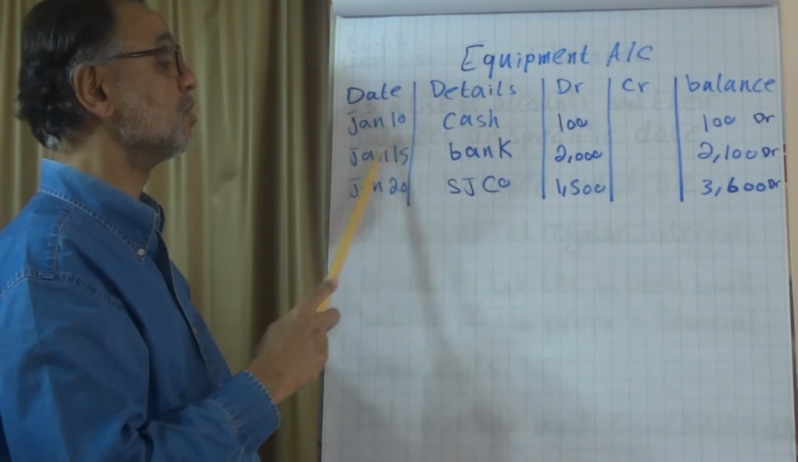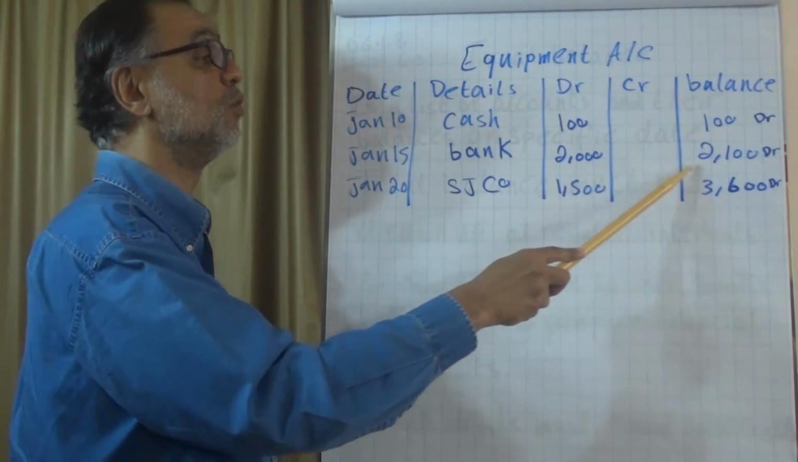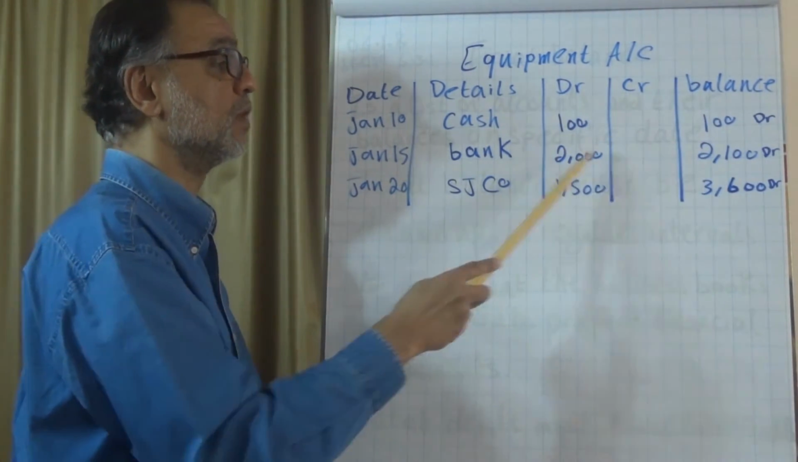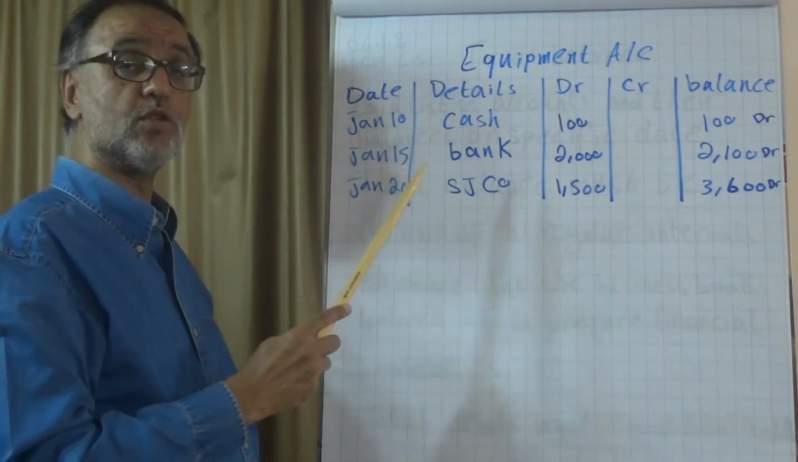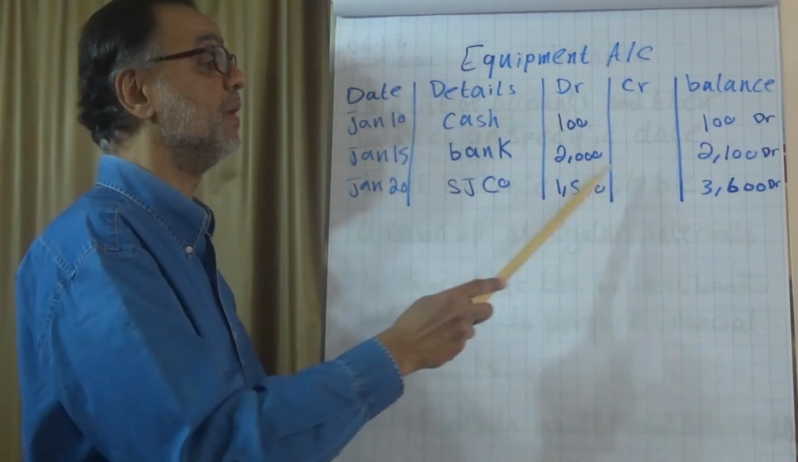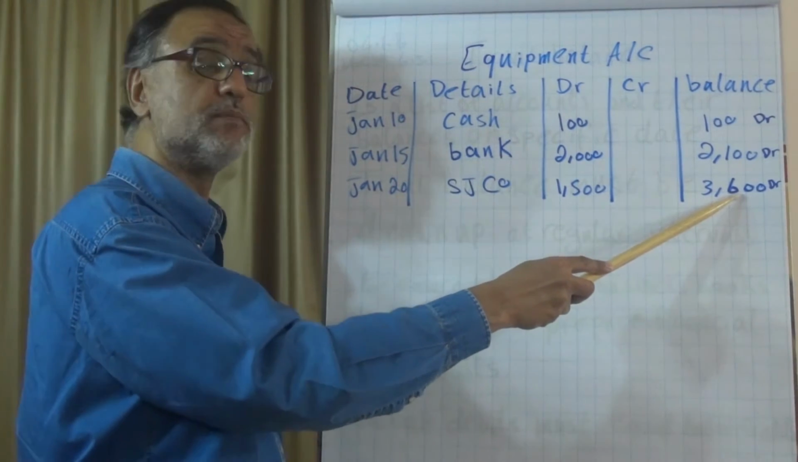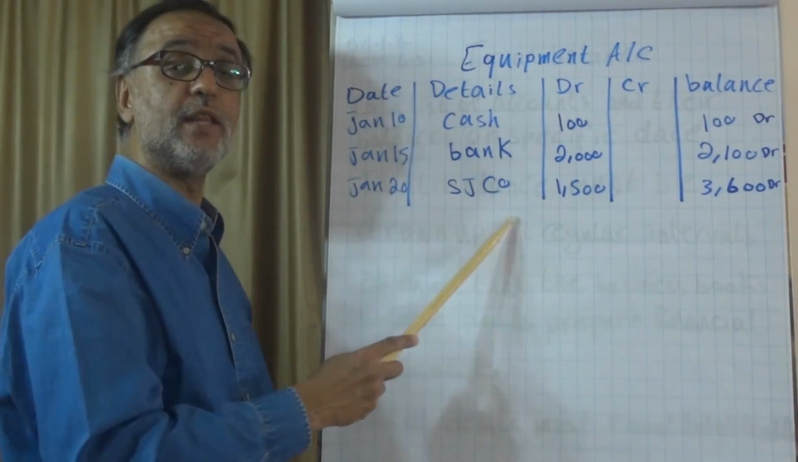On January 15, there is another debit for bank, $2,000. So the total would be the sum of the two transactions. This one plus this one, that's $2,100 debit. On January 20, there is another purchase from SJ Company of $1,500. So the balance would be the old balance plus the new transaction equals the new balance, $3,600. So for every transaction, you can get the balance.